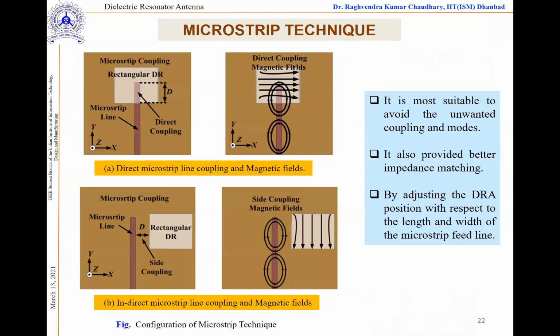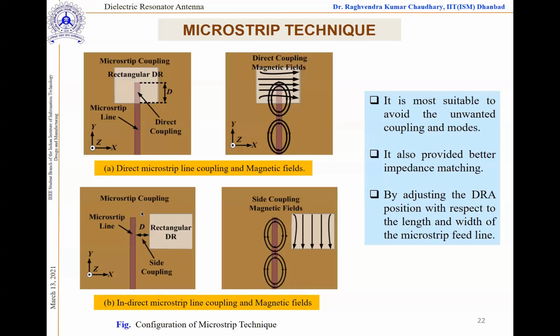Now coming over to the microstrip, here you have this feed line, and this is the field profile. There may be two possibilities here. One, we can put the DR over the feed line, or we can put it side by side.